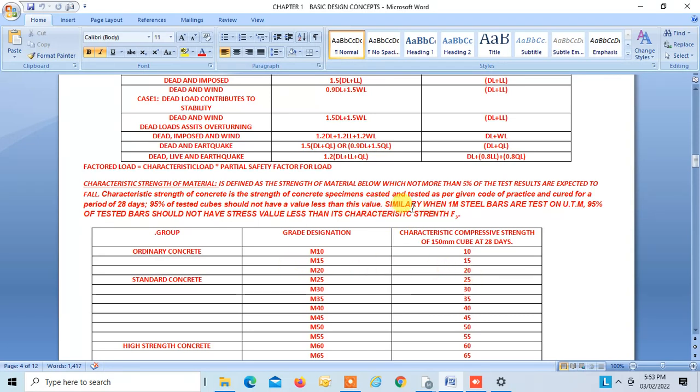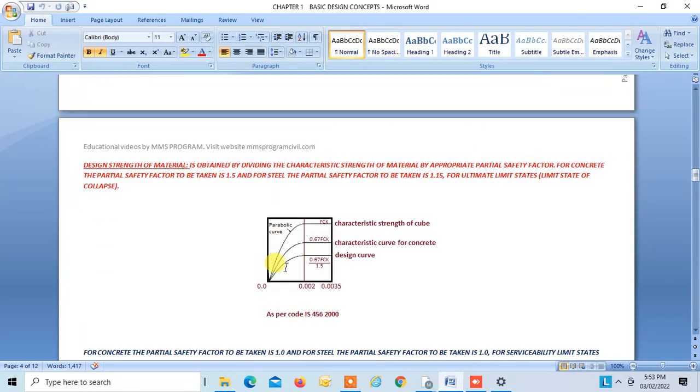Similarly, when 1 meter steel bars are tested on UTM, then 95% of tested bars should not have a stress value less than its characteristic strength Fy, right? Very important.